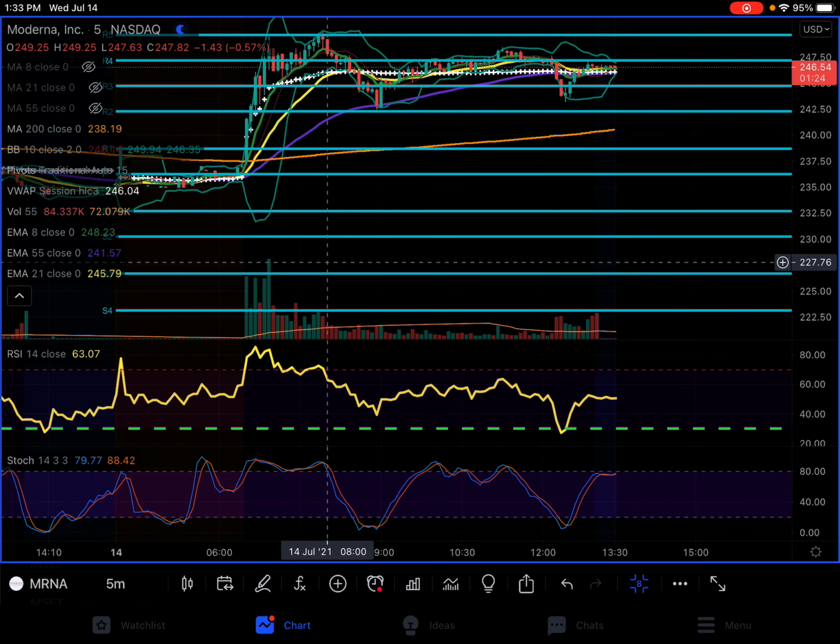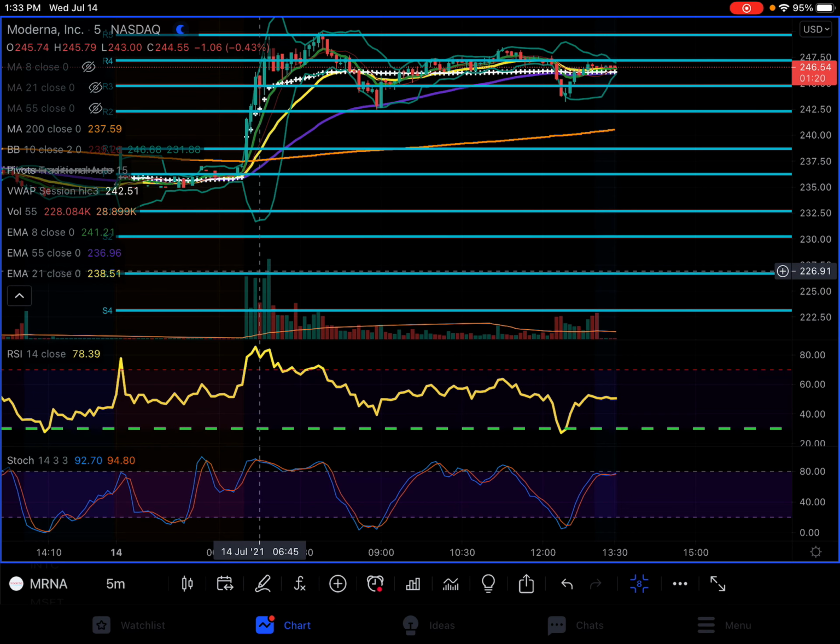Again, use multiple areas of confluence to get in. Like right here, you can see there's increasing volume. It was above the pivot point. It was above the 8. This is stronger than just this RSI telling me it's overbought, it's going to go down. So always use multiple things to get into trades.